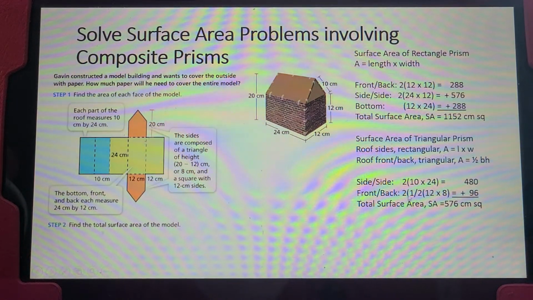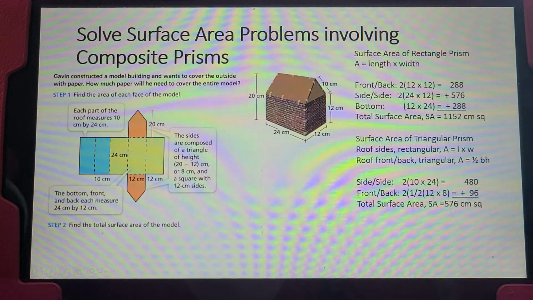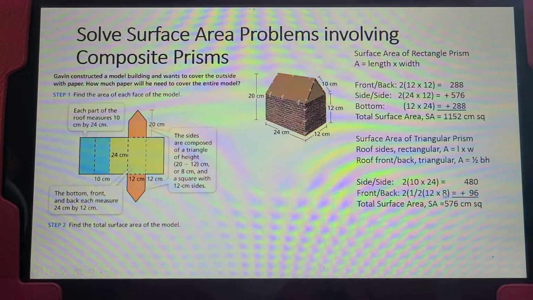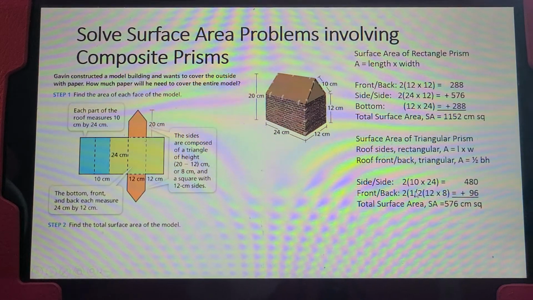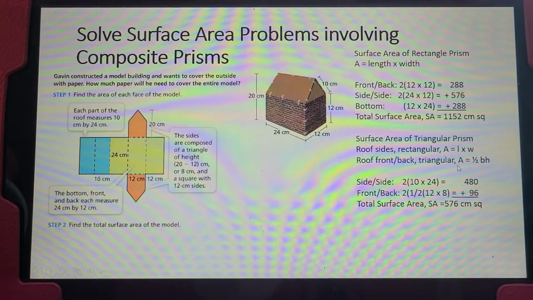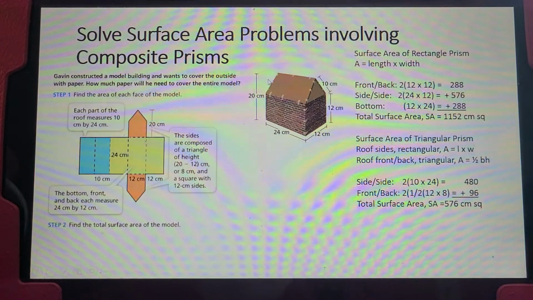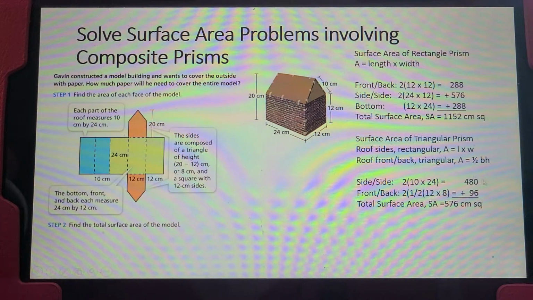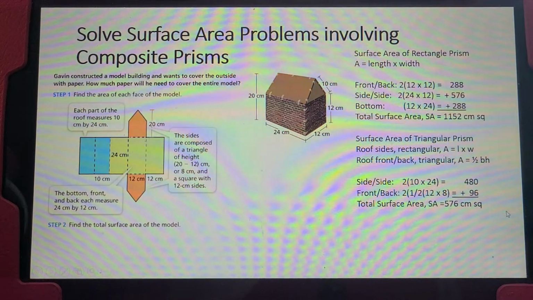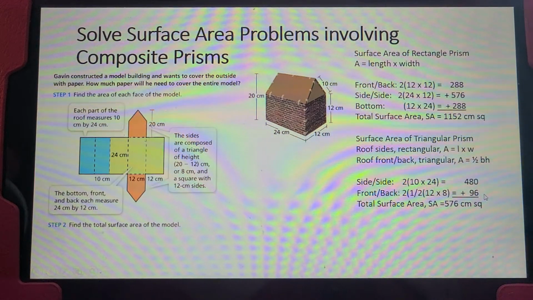The front and back are our triangles, and we actually have to do a little bit of PEMDAS here. So we're going to start inside our parentheses. We'll do our 12 times 8, then we will multiply it by a half, and then we will multiply it by 2, and we get 96. And that is just this triangular piece right here, along with its matching counterpart in the back. To get the total surface area of the triangular prism, we will add these two together, and we get 576 centimeters squared.